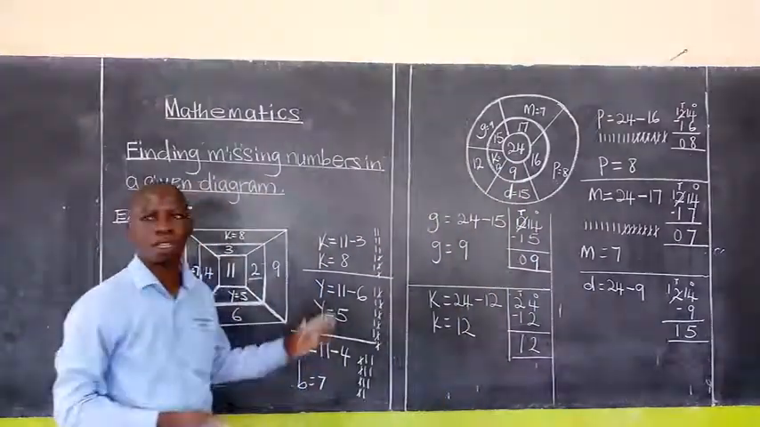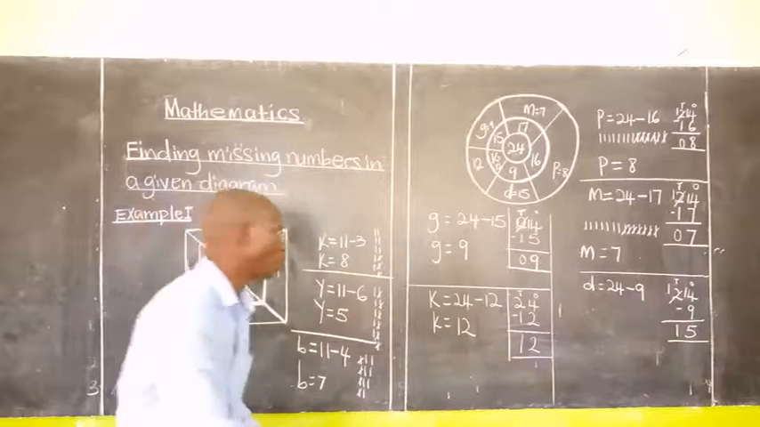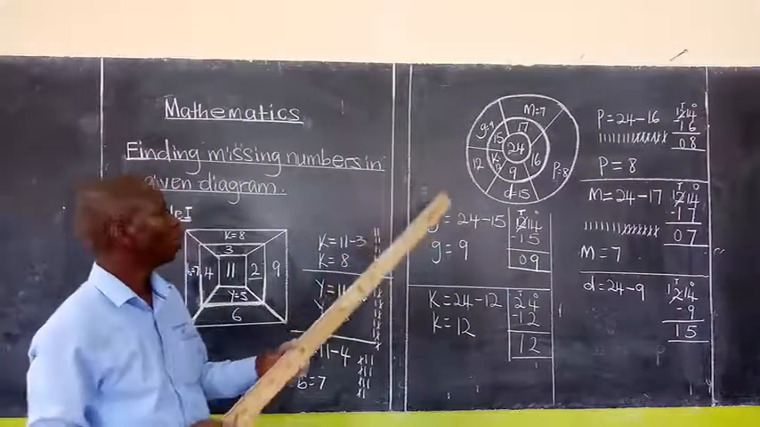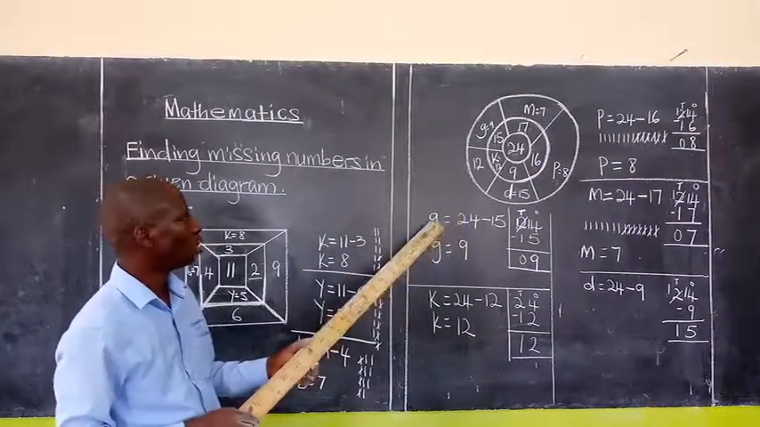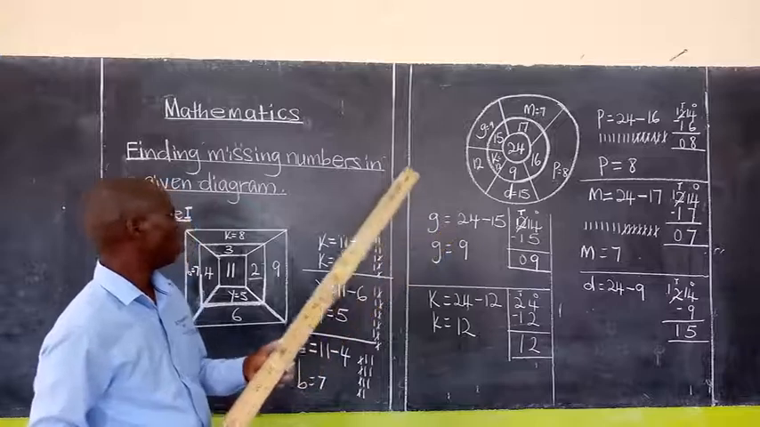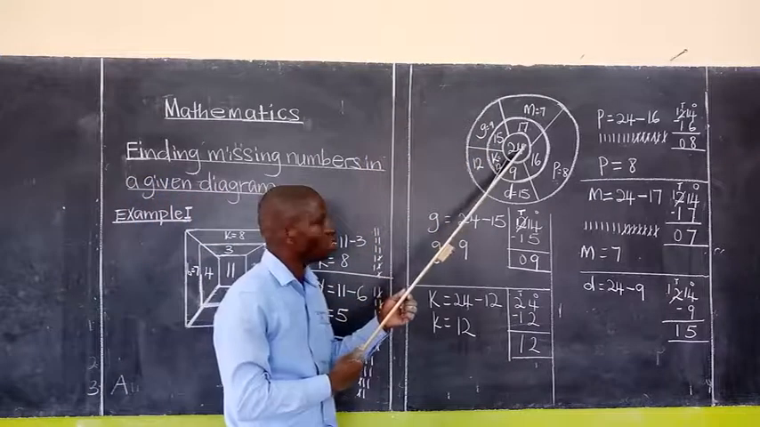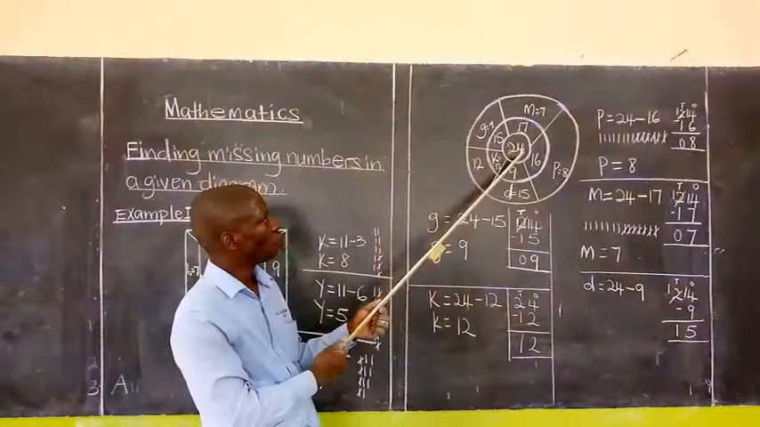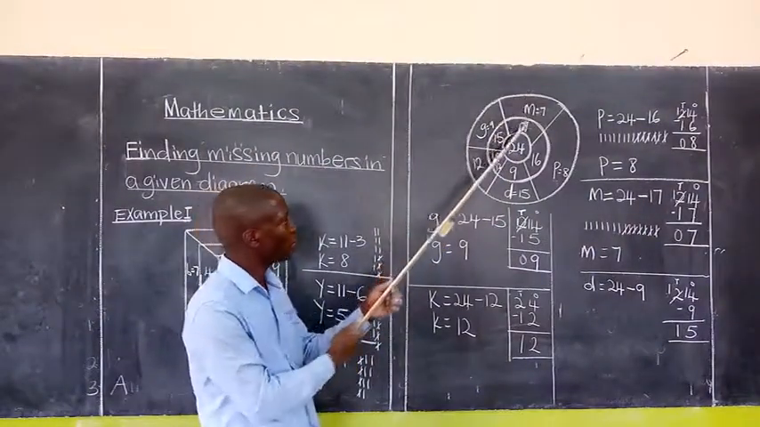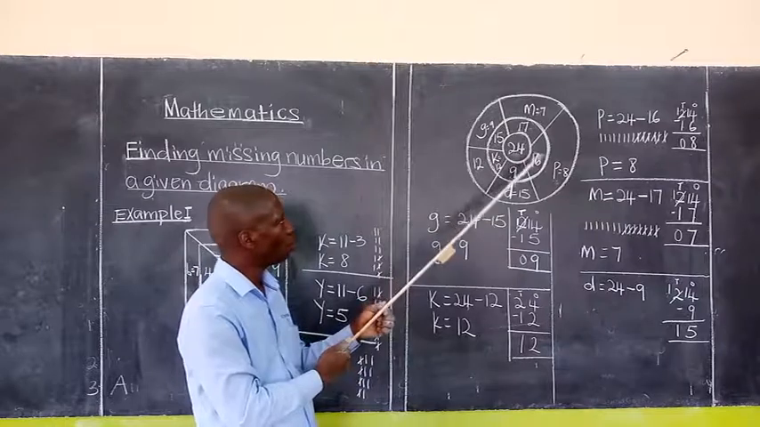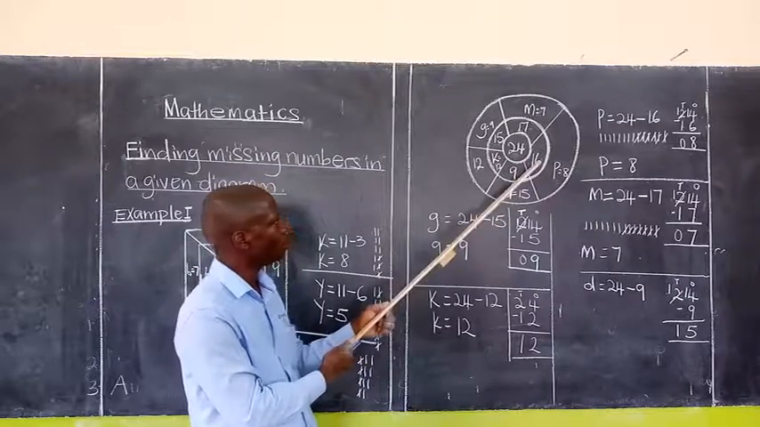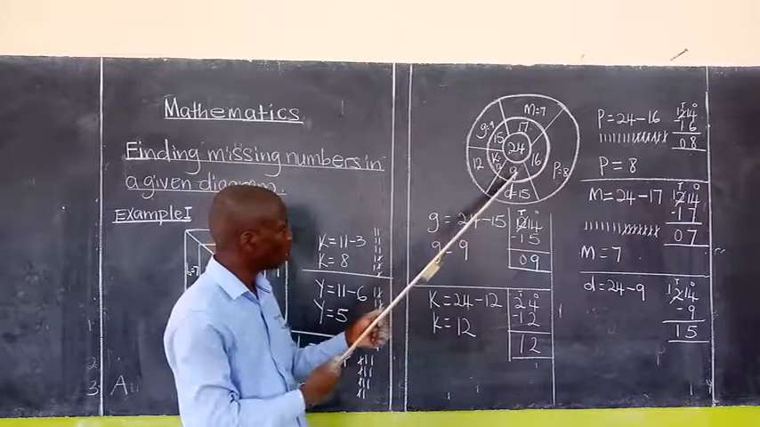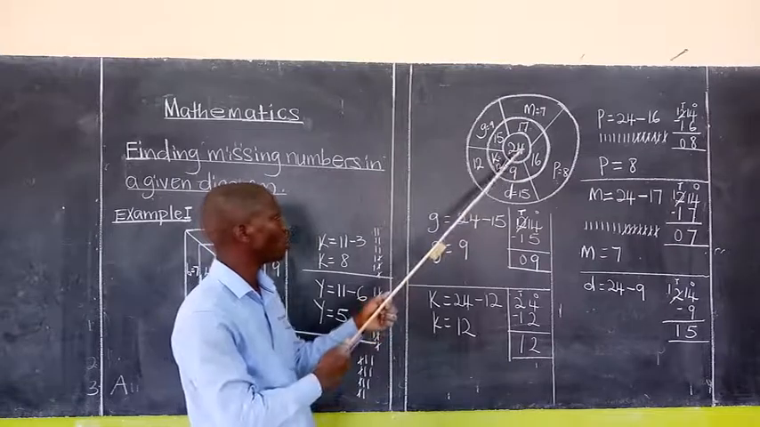So that is it. We have now completed our diagram. But now this is how it is done. The middle number is always the sum, the total. So once you add this plus that, it gives you that total. Once you add this plus that, you will get the same total. This plus that, still you will get the same total.